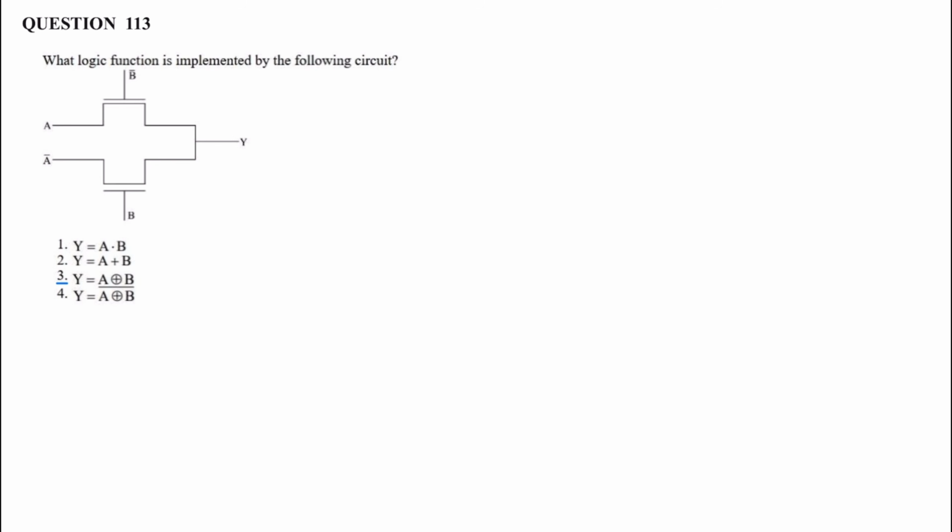Question number 113. What logic function can be implemented by the following circuit? Here two inputs are connecting at point Y. Here it is A, B bar, and it is A bar, B. So Y is equal to AB bar plus A bar B. It is nothing but XOR of A, B. The correct answer is option 3. This logic function acts like an XOR gate.